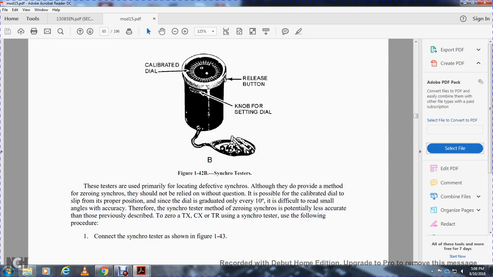This tester is primarily used to locate defective synchros, although it does provide a zero setting for the synchro. It should not be relied on without question, since the calibrated dial may slip from the proper position, and the dial is graduated only every 10th degree, making small angles difficult to read accurately. Therefore, the synchro tester method of zeroing is potentially less accurate than the method prescribed previously. Zero the torque transmitter, control transmitter, and torque receiver using the synchro tester, following this procedure.